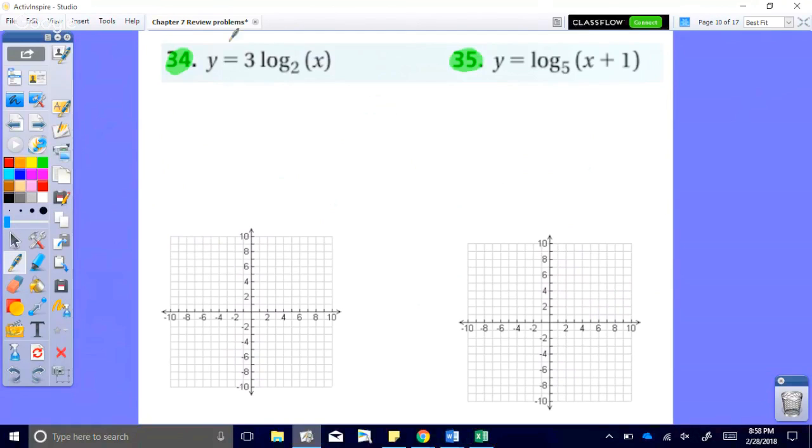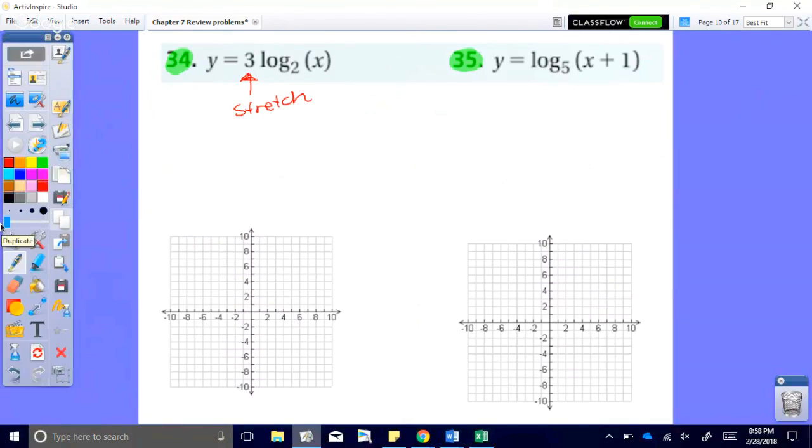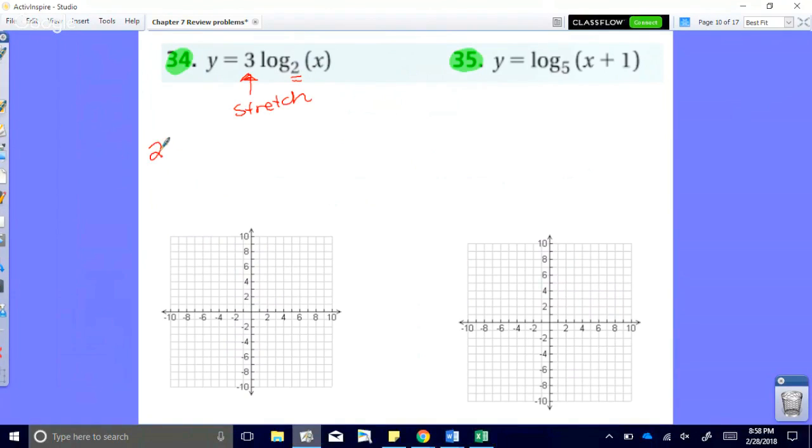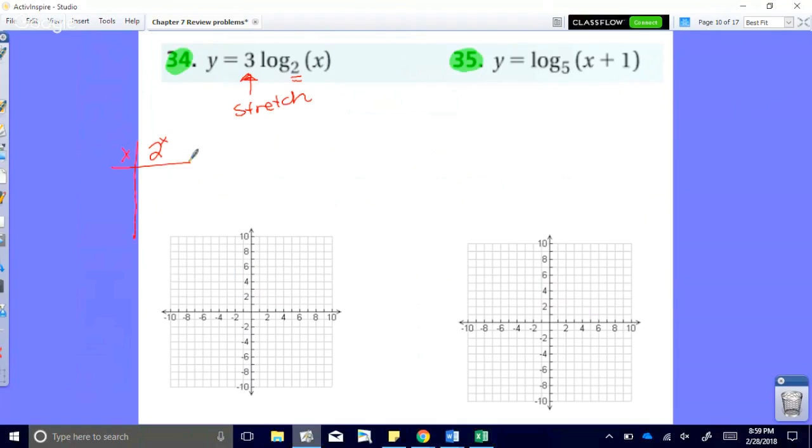Okay, so this time I'm going to do a little bit more of a rough sketch. The 3 tells me it's going to stretch. Okay, the 2 says I'm going to use 2 to the x. So if I plug in -1, well, so I have x values, and I have my y equals 2 to the x. So negative 1 gives me 0.5.